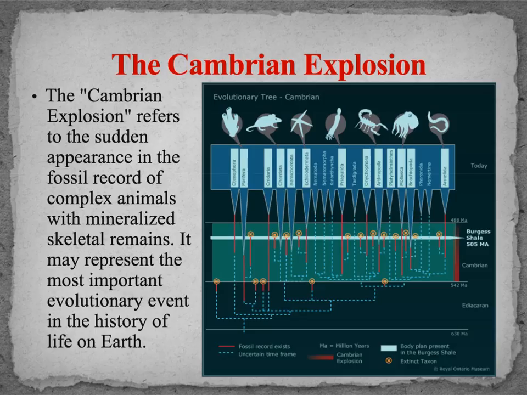The Cambrian explosion refers to the sudden appearance in the fossil record of complex animals with mineralized skeletal remains. It may represent the most important evolutionary event in the history of life on Earth. The beginning of the explosion is generally placed about 542 million years ago, during the Cambrian period at the start of the Paleozoic era. The explosion was particularly remarkable because all the major animal body plans appeared during this time, changing the biosphere forever.